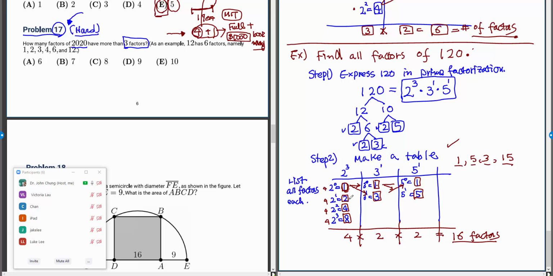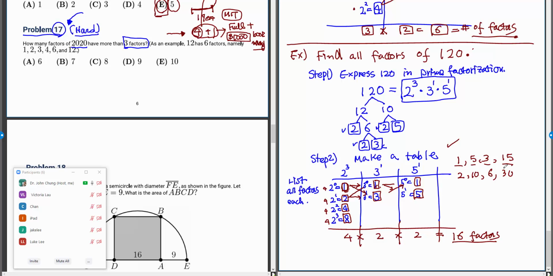Okay, now use the number 2. 2 times 1 times 1 is 2. 2 times 1 times 5 is 10. 2 times 3 times 1 is 6. 2 times 3 times 5 is 30.